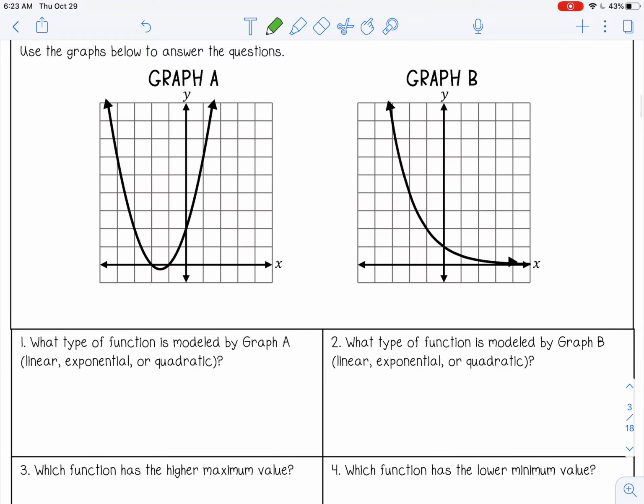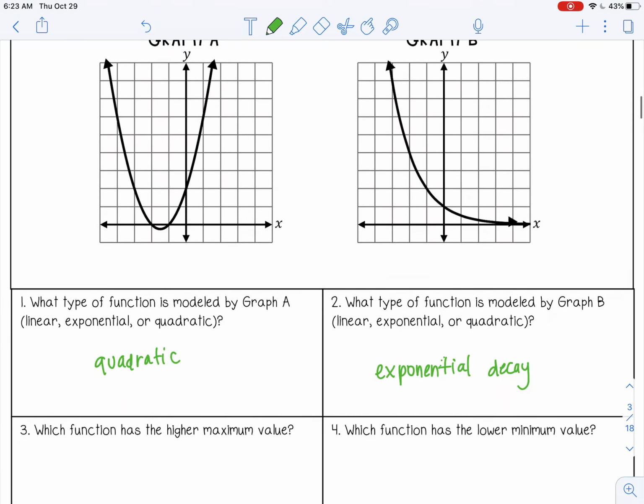So let's use the graph to answer the questions below. So we have A is a quadratic graph and B is an exponential. So number one, what type of function is modeled by graph A? That is a quadratic. It's got that U-shaped parabola. And then number two, what type of function is modeled by graph B? That would be exponential. This is actually an exponential decay, if you want to add that, because it's a backwards J.